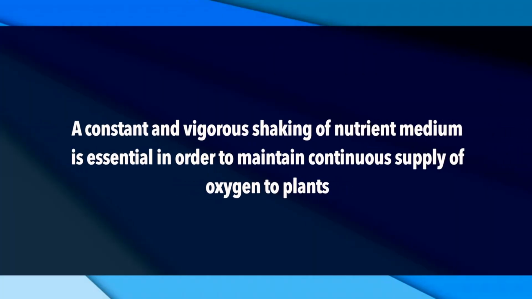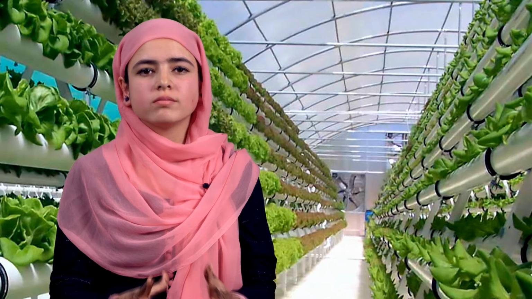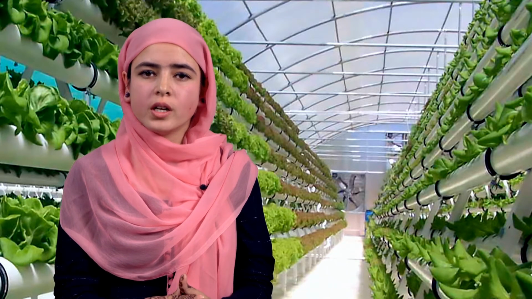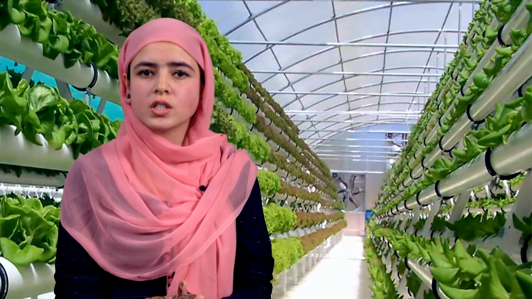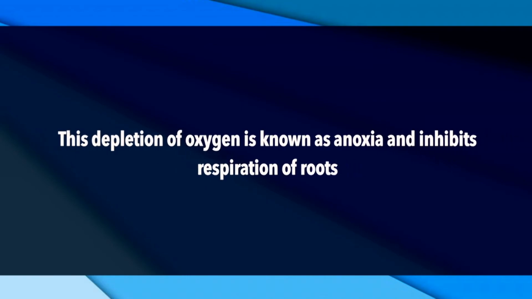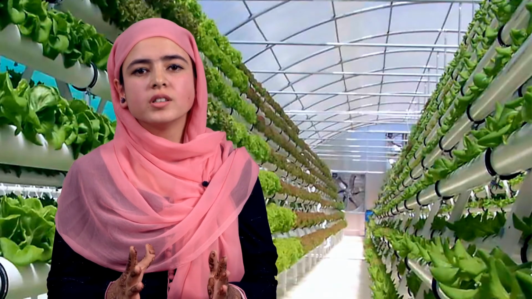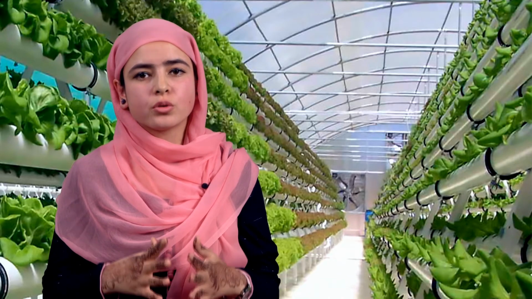A constant and vigorous shaking of the nutrient medium is essential in order to maintain a continuous supply of oxygen to the plants. A nutrient solution that is not aerated properly becomes depleted of oxygen. This depletion of oxygen is known as anoxia and inhibits the respiration of roots. Ultimately, further uptake of nutrients gets reduced.